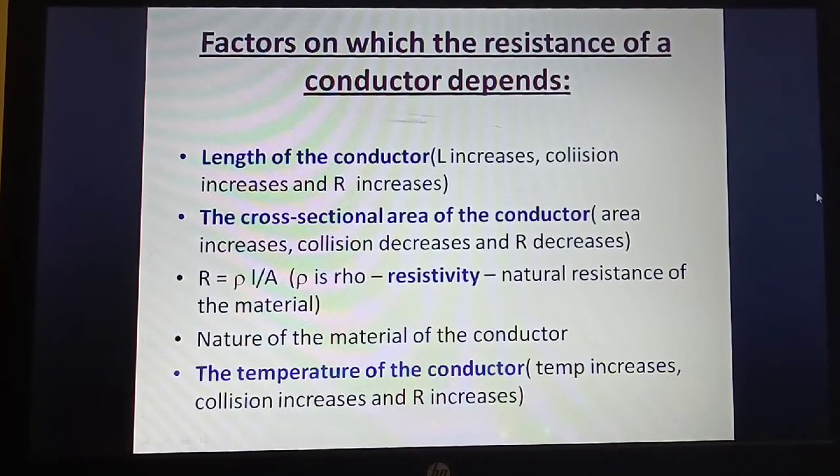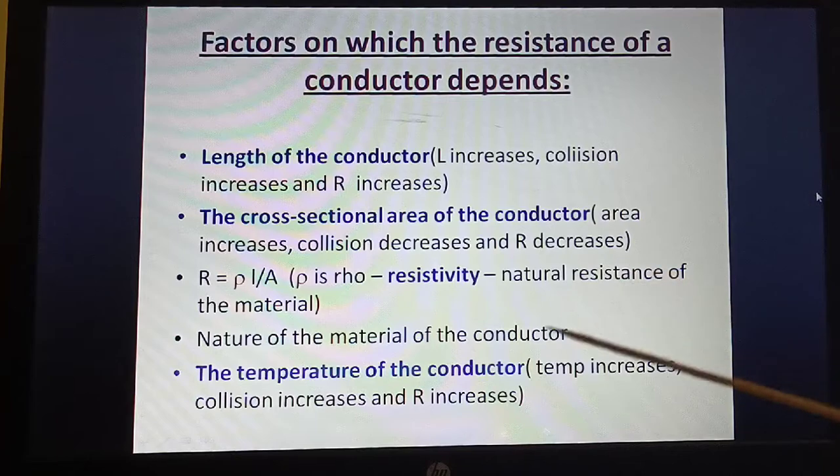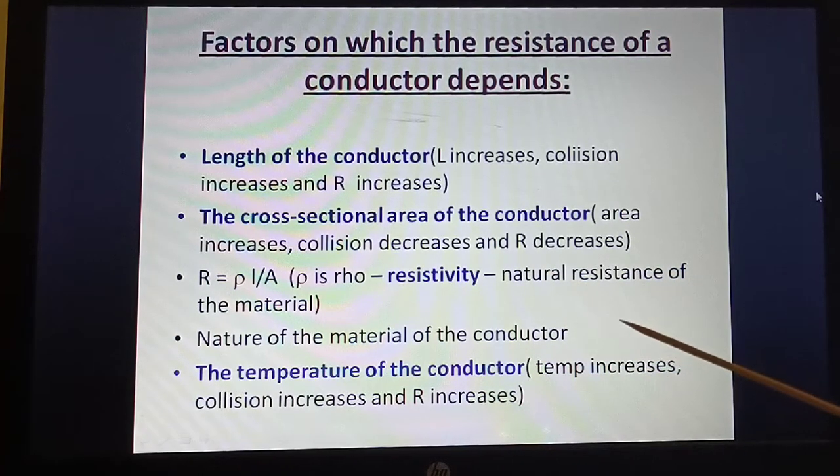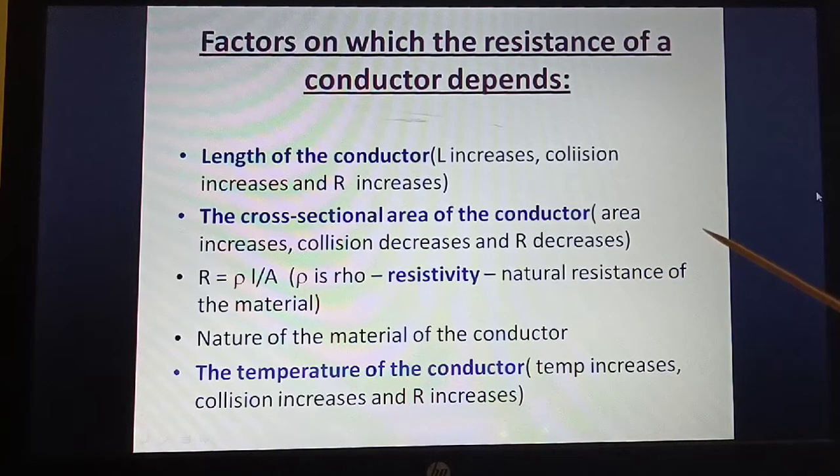So what are the four factors? That is the length of the conductor, the cross sectional area of the conductor, the resistivity of the conductor, that is the nature of the material of the conductor, and fourthly the temperature of the conductor. So these are the four factors on which the resistance of a conductor depends.